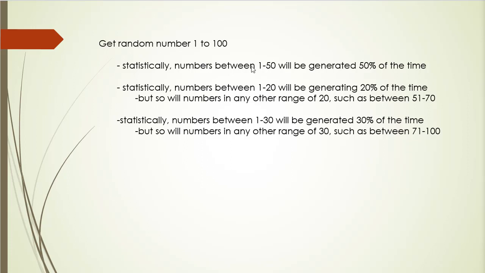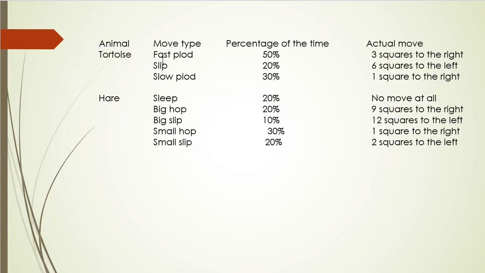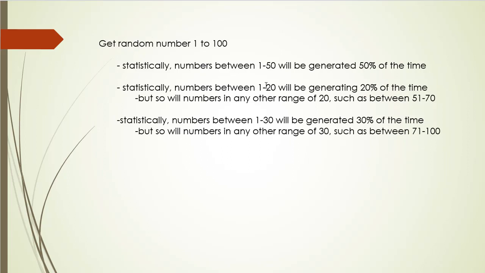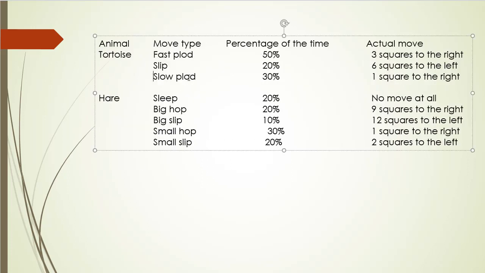So if a number between 1 and 50 is generated, then that represents one of the moves. And it represents the fast plod, because that should happen 50% of the time. So for slip, which happens 20% of the time, any range of 20 numbers has a 20% chance. For example, 51 to 70, that's a range of 20, and that's a 20% chance if you generate a number between 1 and 100. And the same for 30% generation, we simply use the numbers between 71 and 100, which is a range of 30, and that will give us a 30% chance. And if that happens, we will perform the slow plod.